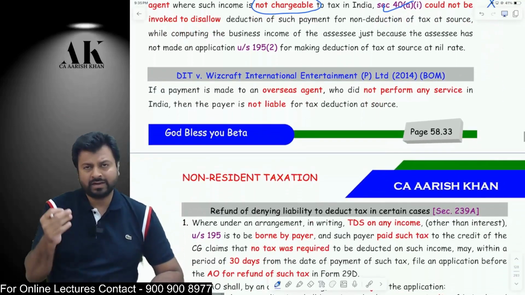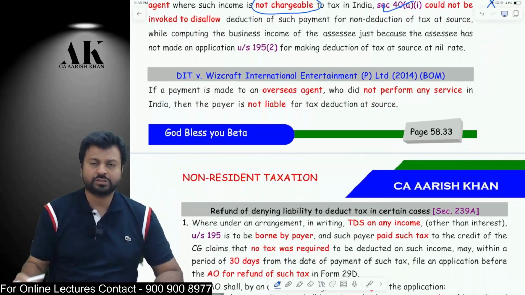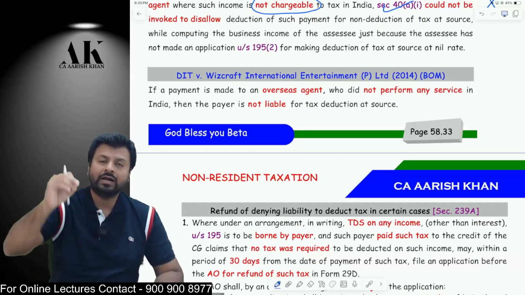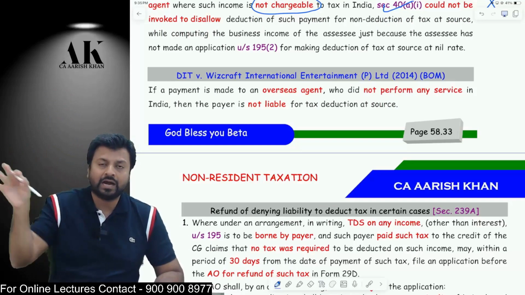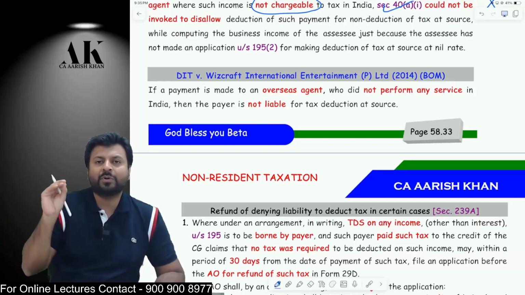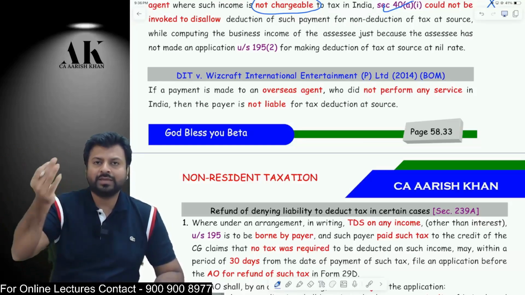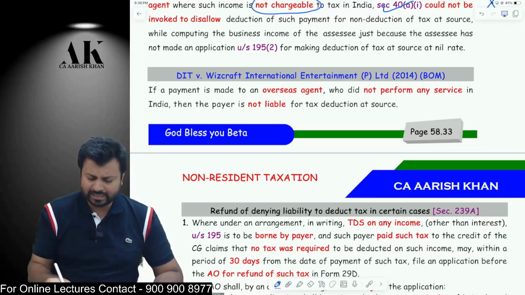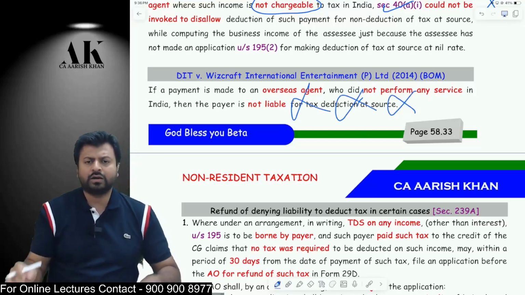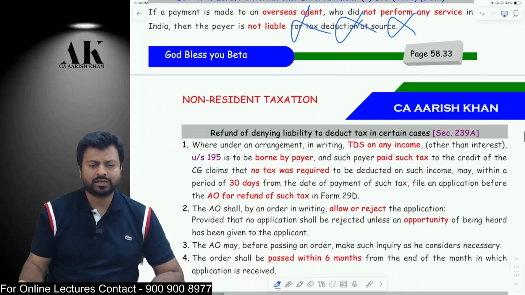Next case law, a very important case law. This they have asked many times in the examination. There is an overseas agent outside India. He is providing some services outside India. He did not perform any service in India, and you are making some payment to him. Are you supposed to deduct TDS? The answer is no. His income is not deemed to accrue or arise in India. Therefore, you are not supposed to deduct the TDS in that case.